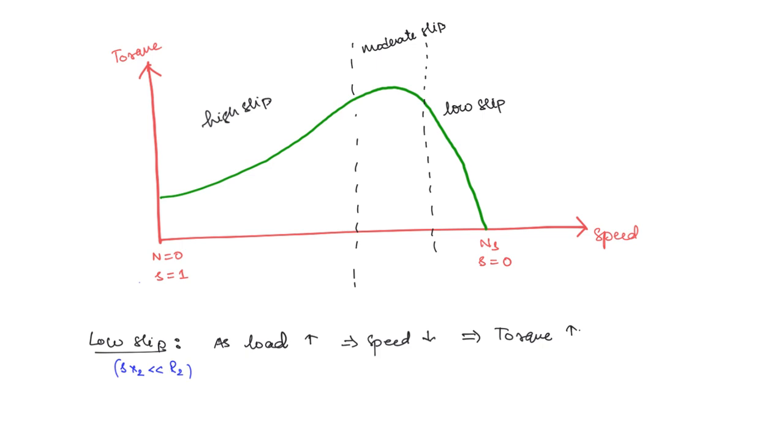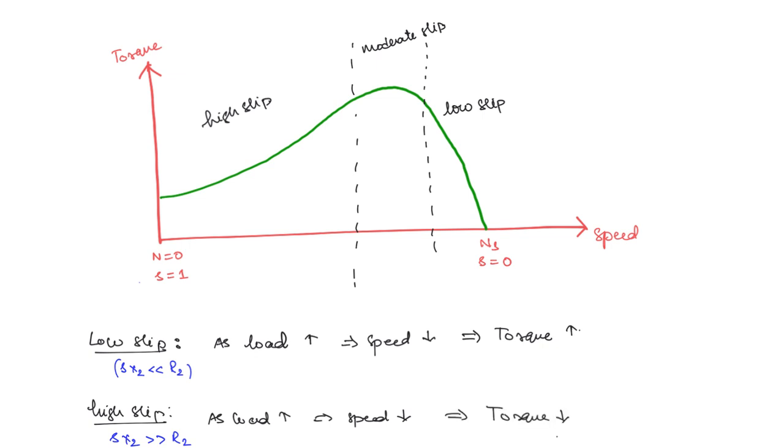Now what about high slip region? In high slip region, the opposite will happen. Sx2 will be much greater than R2. Now here you can see that as load increases, the speed will anyways decrease. Now when the speed is decreasing, the torque is also falling. Okay. Here torque will also fall. So this is not what we want. When the load is increasing, we want the torque also to be increasing according to the load, not decrease.